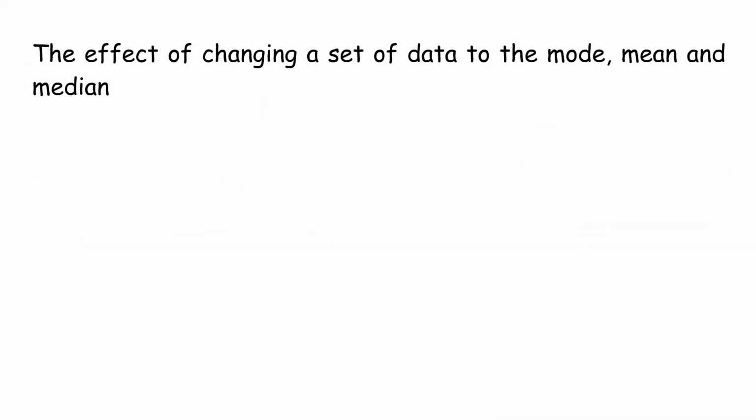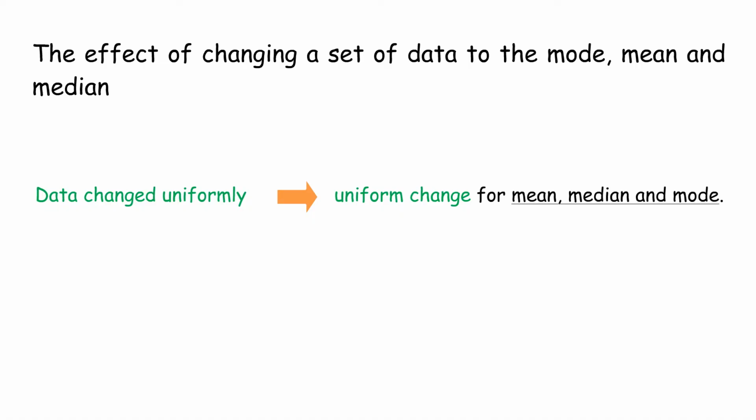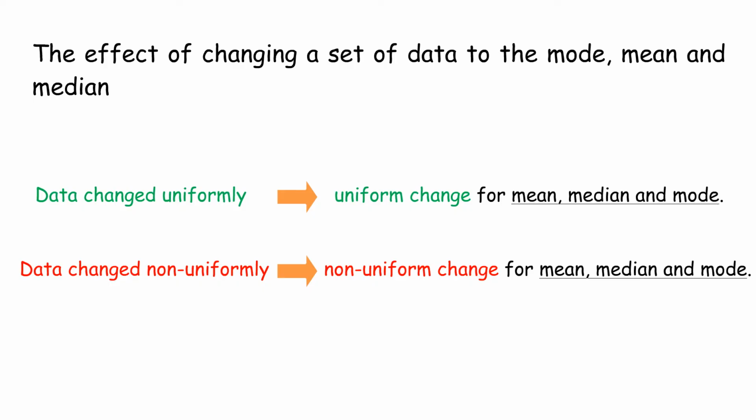The effect of changing a set of data: the mode, mean, and median are changed uniformly. A uniform change in data will result in a uniform change in values for mean, median, and mode. If the data is changed in a non-uniform manner, the values of mean, median, and mode will also change in a non-uniform manner.